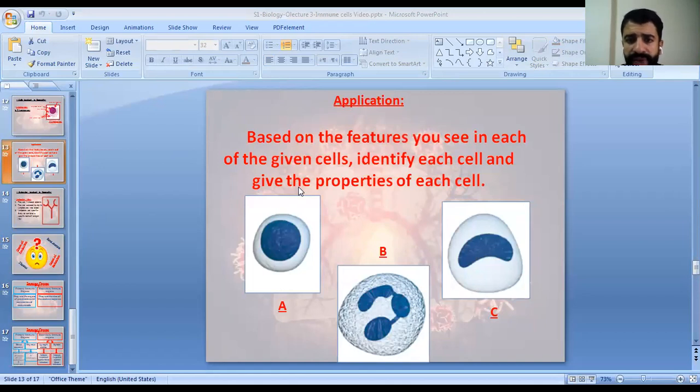of each cell. So we have here each cell. Here we have A, B, and C. C has a horseshoe-shaped nucleus, so it's a monocyte. B has a multi-lobed nucleus, so it's a granulocyte. While A, it's maybe a T lymphocyte or a B lymphocyte. Maybe B, maybe T. It depends. It has a large nucleus and small cytoplasm.